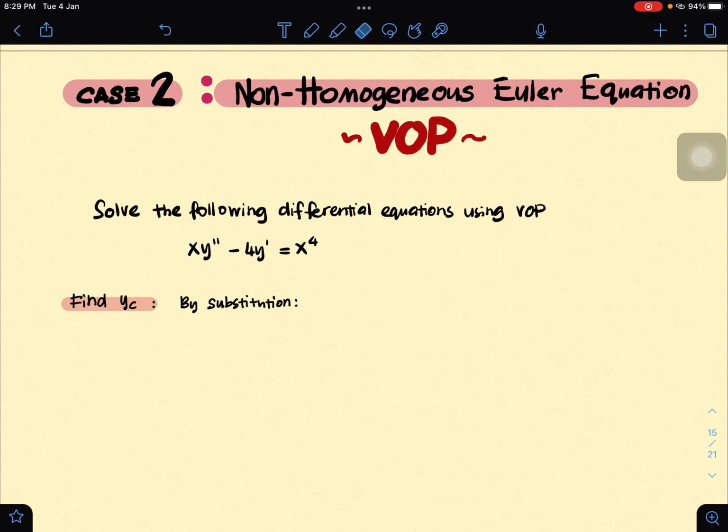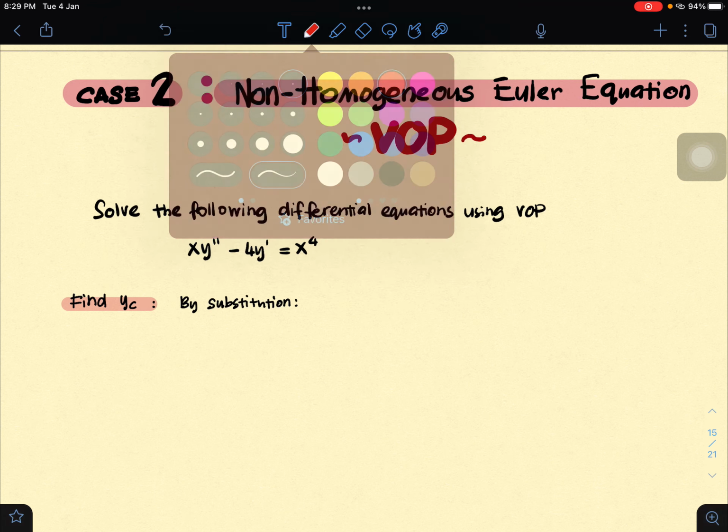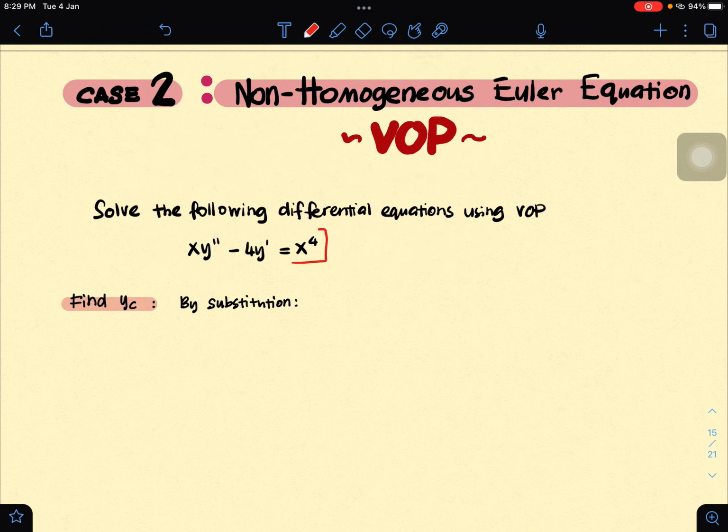Okay class, just now we saw the first case of the Cauchy-Euler equation, the homogeneous Cauchy-Euler equation, where you have your right hand side equal to 0. Now we move to the second case, which is the non-homogeneous Euler equation. When we have a non-homogeneous Euler equation, it means that your right hand side is not equal to 0.